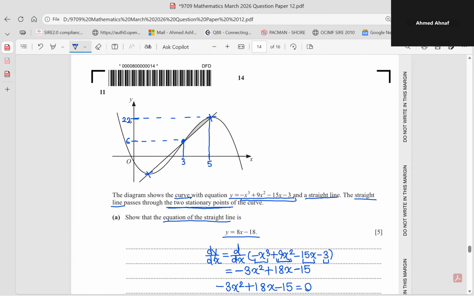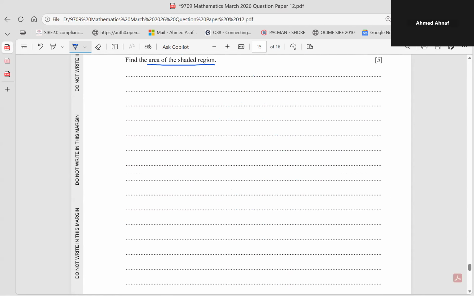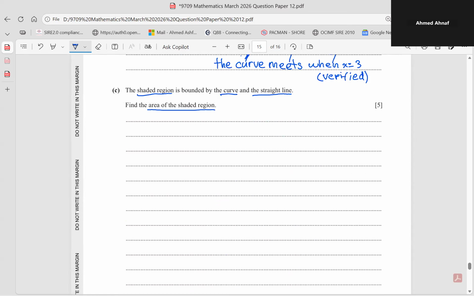So it's basically the area under the curve between 3 and 5 and the area of this trapezium that I'm shading in blue, okay? So let's find the area under the graph from x equals 3 to x equals 5 first. Okay, so to find that, you just take the definite integral of the equation of the curve.